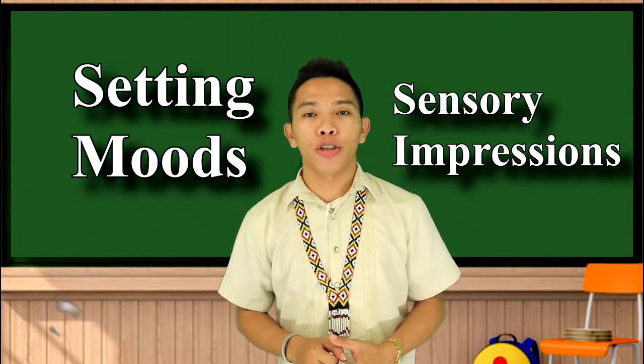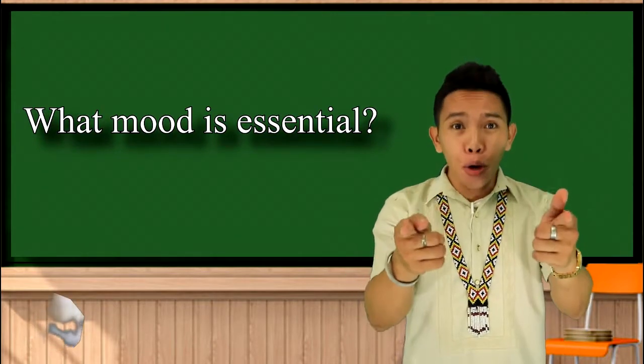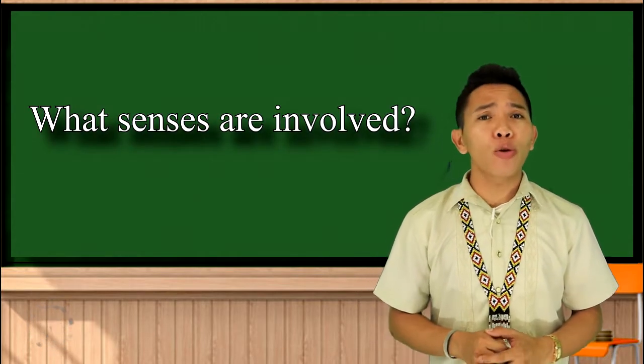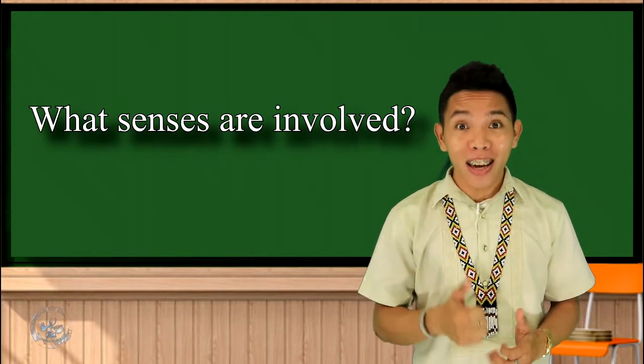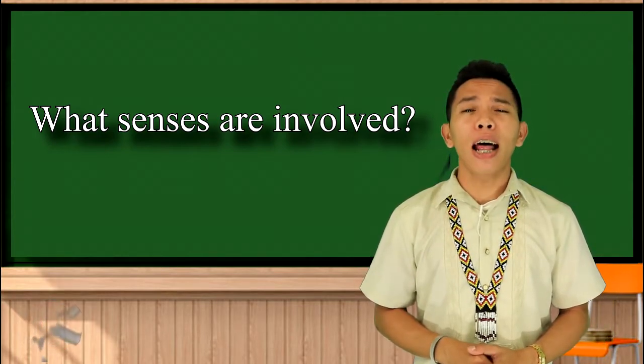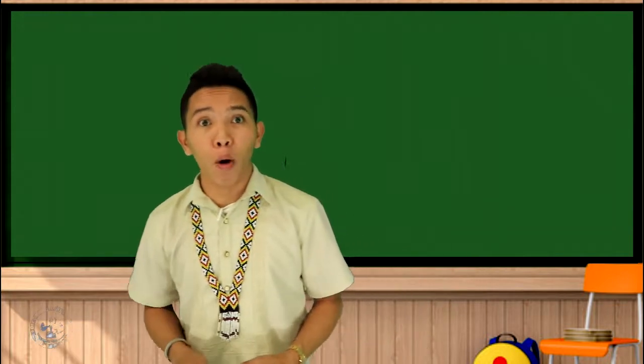And lastly, setting moods and sensory impressions. Now, let's define setting moods and sensory impressions. In writing, it is important to identify what mood is essential for you to deliver an effective writing composition. The senses are also involved in making the text a lot easier to comprehend and fun as readers internalize ideas and impressions presented. Let's examine this example from your module.